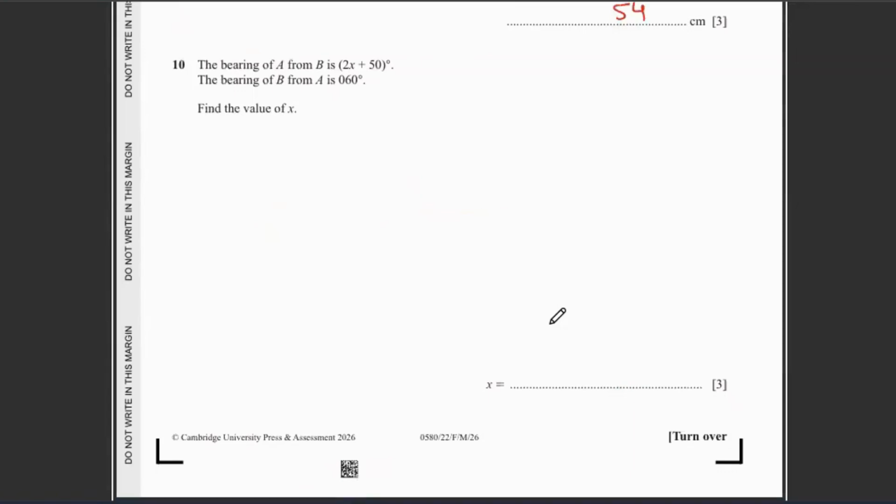Now next, the bearing of A from B is 2x plus 50. The bearing of B from A is 60 degrees. Find the value of x. Let's say this is A and this is B. Bearing of B from A is 60 degrees, and the bearing of A from B will be 2x plus 50 degrees.